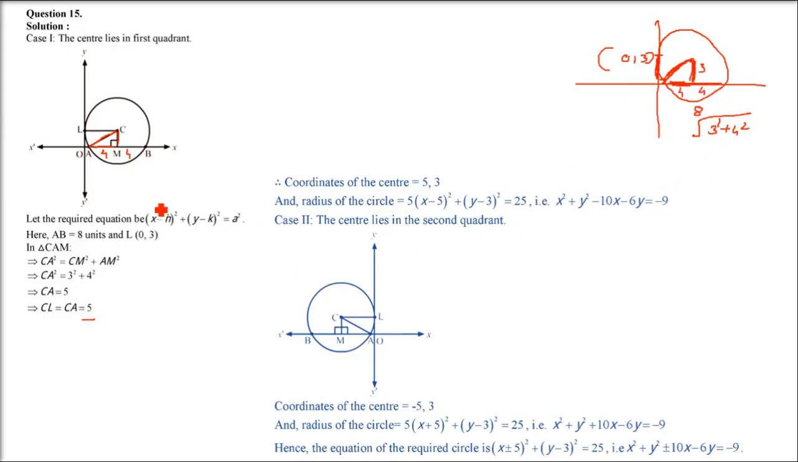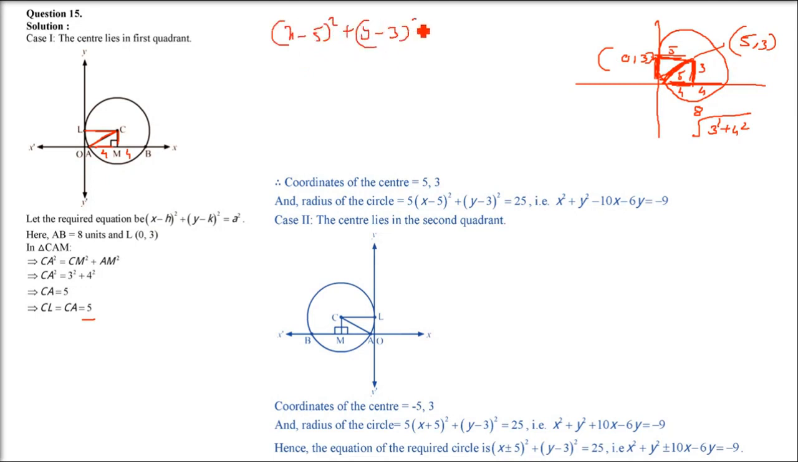See, CL or LC is what? It's the distance from the y-axis. The distance from the y-axis is the x coordinate only. So this is 5 and the x coordinate will be 5 and the y coordinate will be 3. Y is 3, x is 5. So now we have the center as (5, 3).